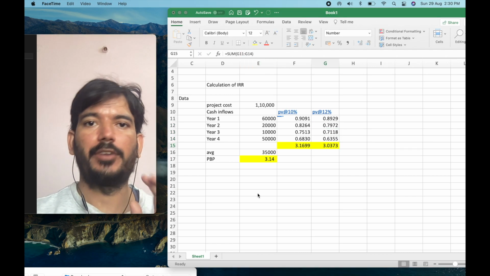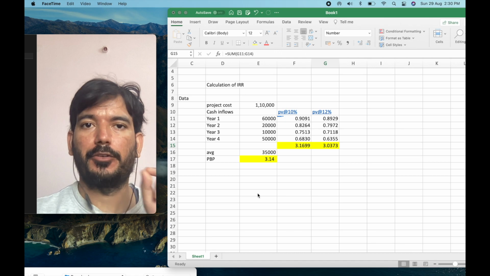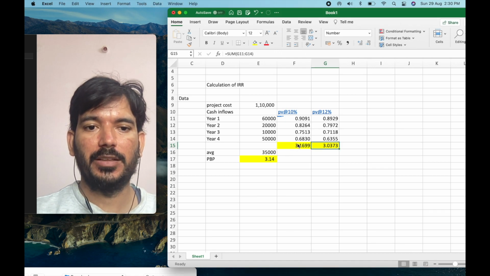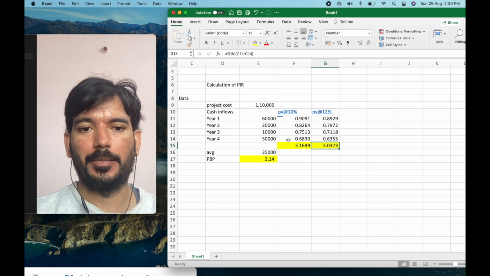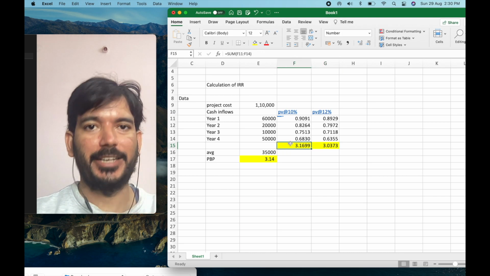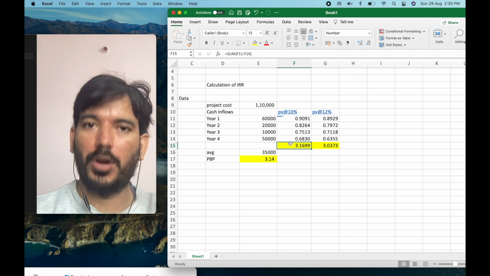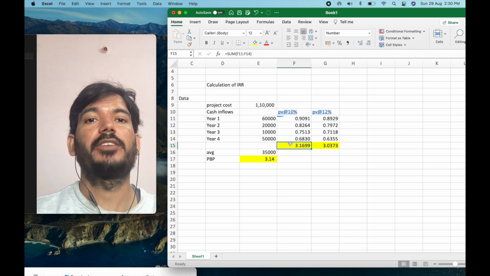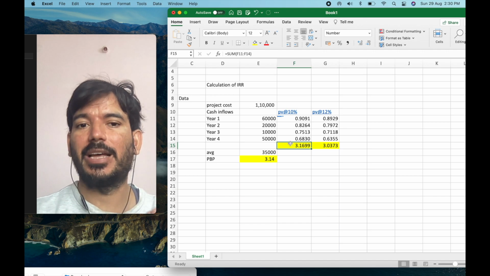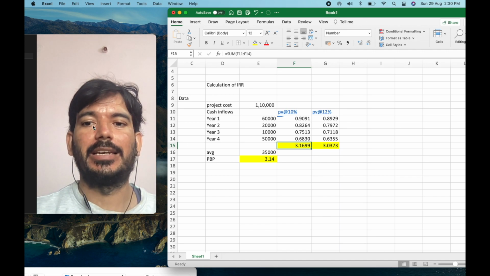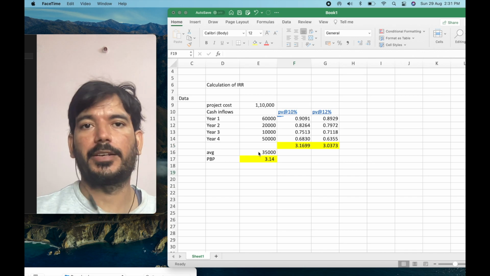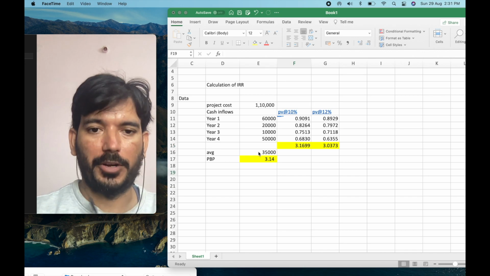Now observe here, we have taken two discounting factors. One is at 10 and another is 12. When you're discounting at 10, it is going above what we required. And when we discount at 12, it is giving lesser than what we require, which means that our IRR is lying between these two rates, 10 and 12. Now we got two factors, so we will plot it here.